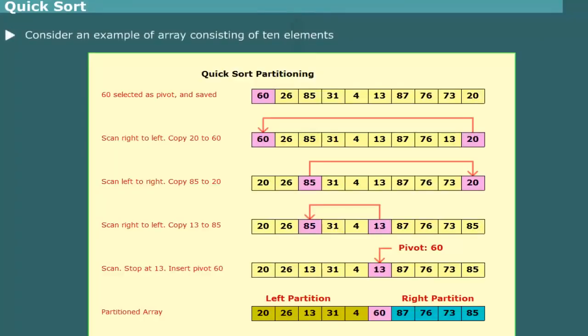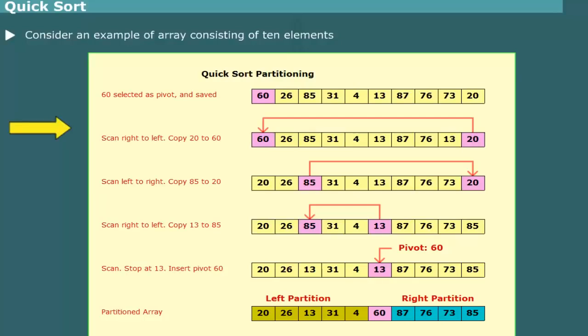Let us consider, for example, an array consisting of 10 elements. To apply quick sort, we follow the following steps. We select the leftmost element 60 as the pivot. The left and right pointers are set to point to the elements 60 and 20, respectively.